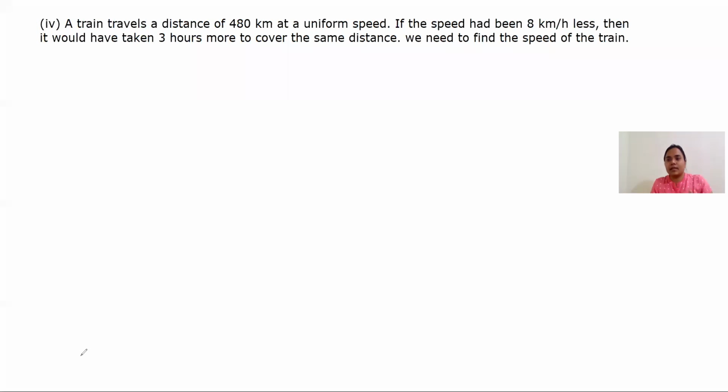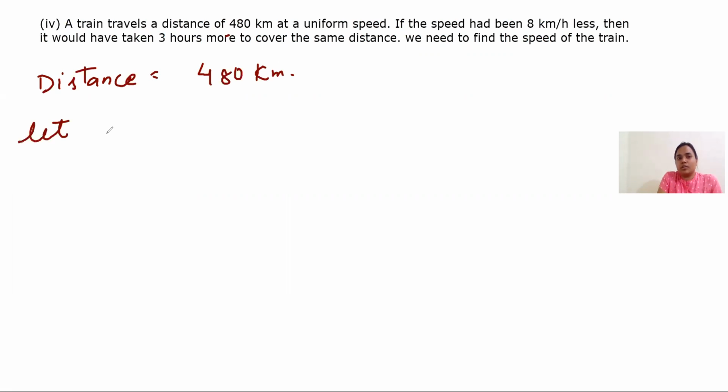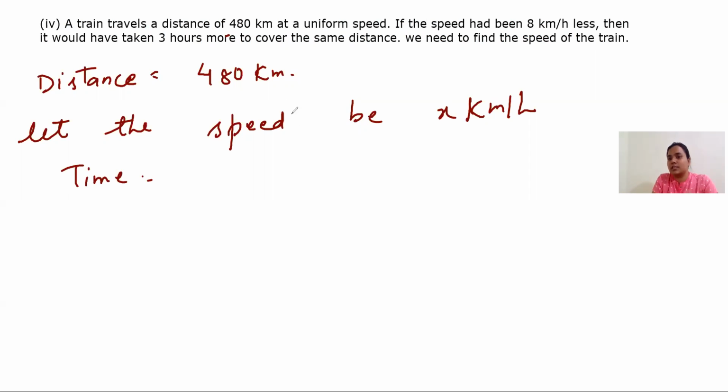This is obvious. If we decrease the speed, the time will increase. It means if you are going slow, it will take a longer time to reach that place. So a train travels a distance, and the distance is given. Distance is fixed, that is 480 kilometers. Let the original speed be x kilometers per hour. The formula for time is distance upon speed, so the time will be 480 upon x hours.